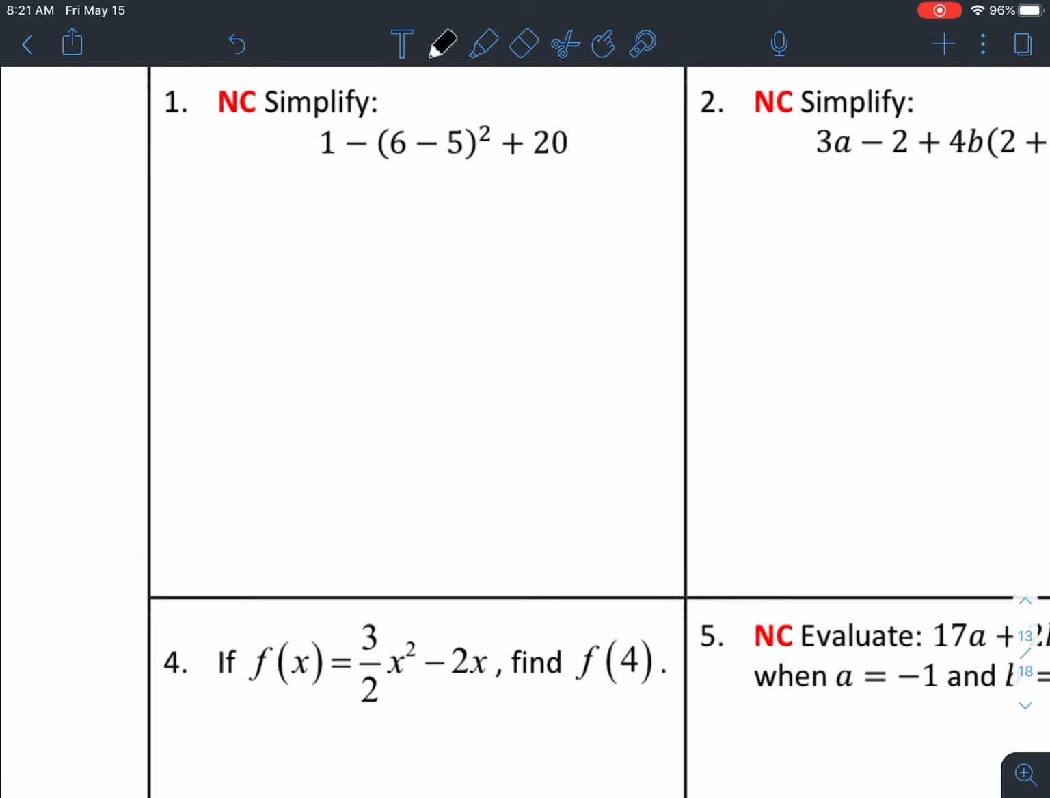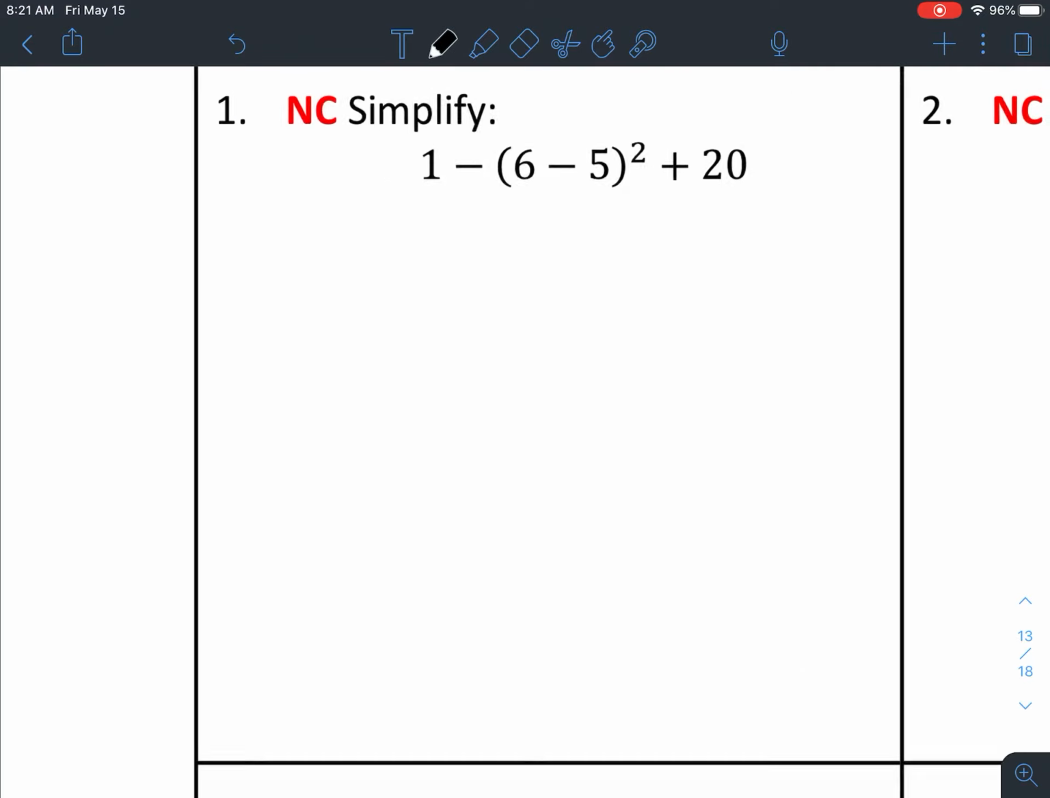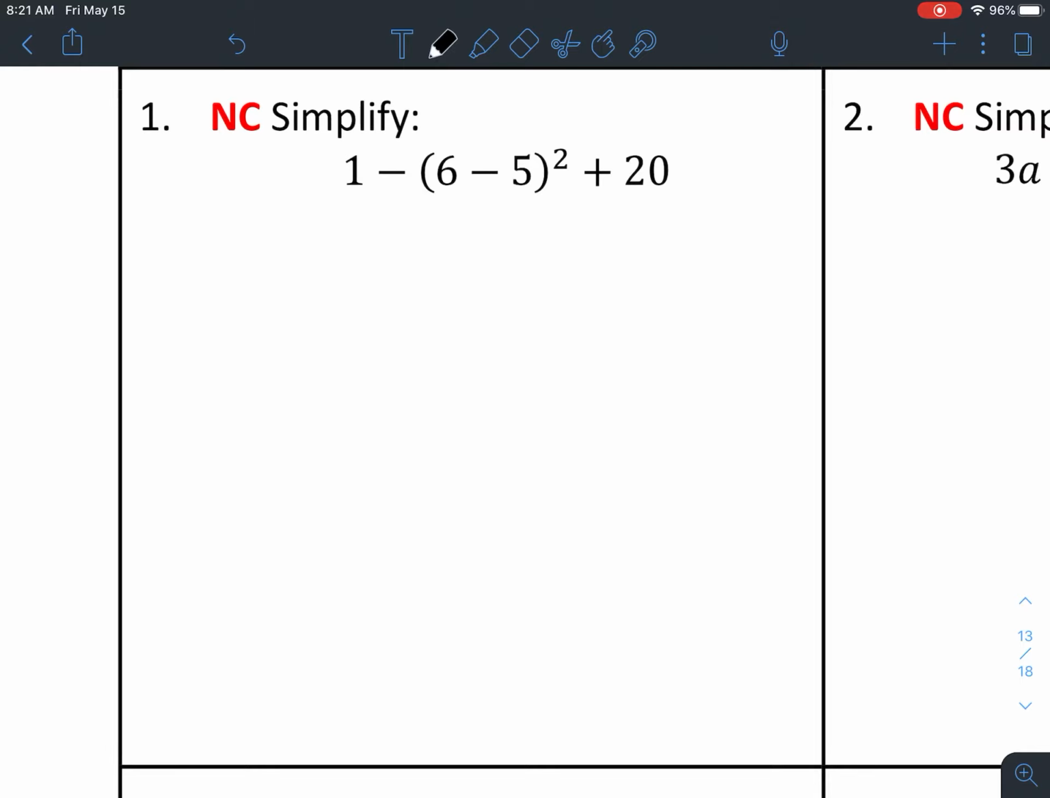Okay. So it's saying here, no calculator, simplify. If you need to use a calculator, I'm not going to fret. But we need to simplify in here so we remember our please excuse my dear Aunt Sally: parentheses, exponent, multiply, divide, add, subtract. We have to do parentheses first. So 6 minus 5 gives us 1. So essentially it looks like this.